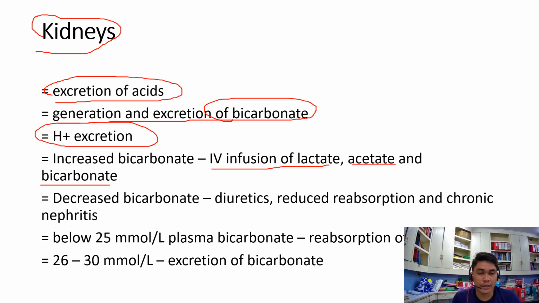Chronic nephritis is another cause of decrease in bicarbonate. If the level of bicarbonate is below 25 millimoles per liter, your kidneys will start the reabsorption process of bicarbonate. And if it is greater than 25, then the kidneys will start the excretion of the excess bicarbonate. So that's the function of the kidneys in the regulation of acid-base balance.